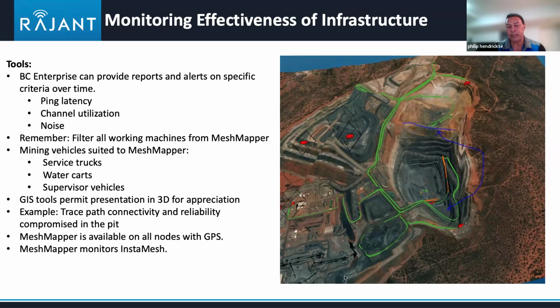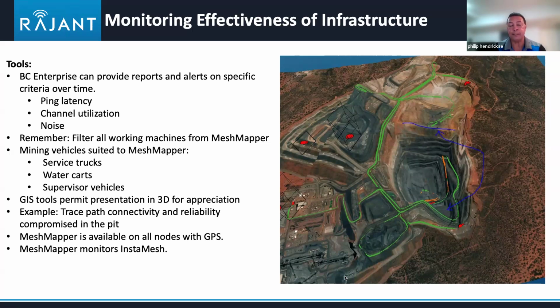So BC Enterprise is powerful. If you set up BC Enterprise properly with your reports, you can actually do trend analysis over a period of time. You can get reports on ping latency, channel utilization, noise thresholds exceeded, all that sort of stuff.